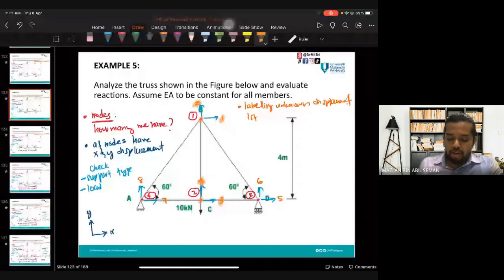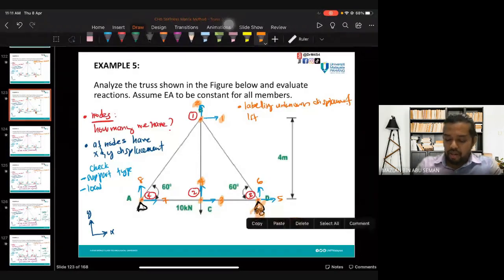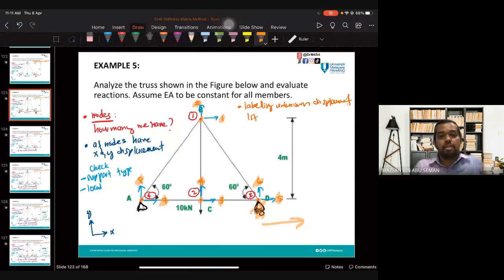Between node 4 and node 3, which one should you select first? According to the support type, this is a pin and this is a roller. This roller can move horizontally. That means you have to label the roller first. So 5, 6. Then the last one, 7, 8. Is it clear?